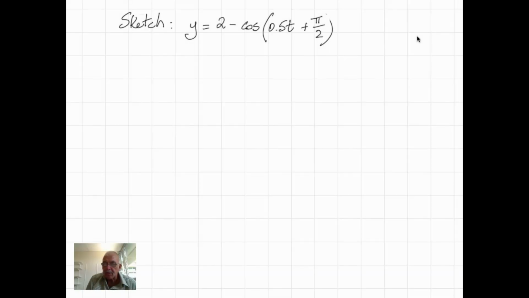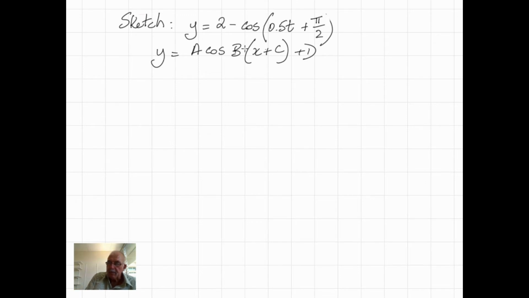We're asked to sketch y equals 2 minus cos of (0.5t plus pi on 2). That doesn't look anything like our general form, which is y equals a sine, which we've encountered previously. Now we've got cos, so it's cos: y equals a cos of (b x plus c) plus d. So that's our general form. We know how to handle that when it's in that form, and we know what to do with a, b, c and d. So we've got to rearrange this a little bit to get it into that form.